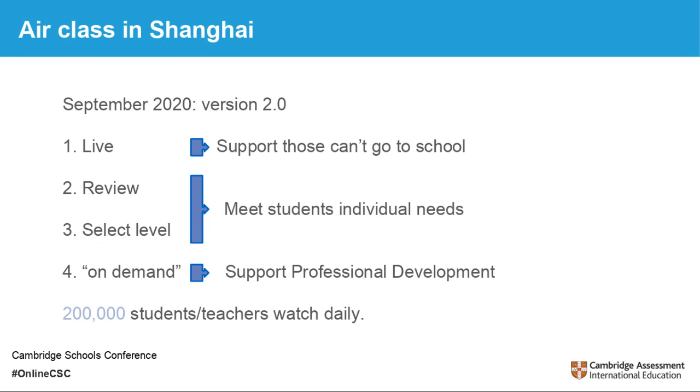Some of the lessons are still live. This can support those who can't go to school, for example, those still stuck overseas. But at this time, if you go to school, you can still use this to review, or you can select a level that meets students' individual needs. Say you are a grade 2 student, but your English or math is really advanced. So you can go to the television or online platform and select grade 4 or grade 5 math or English lessons to study. So that helped the students.